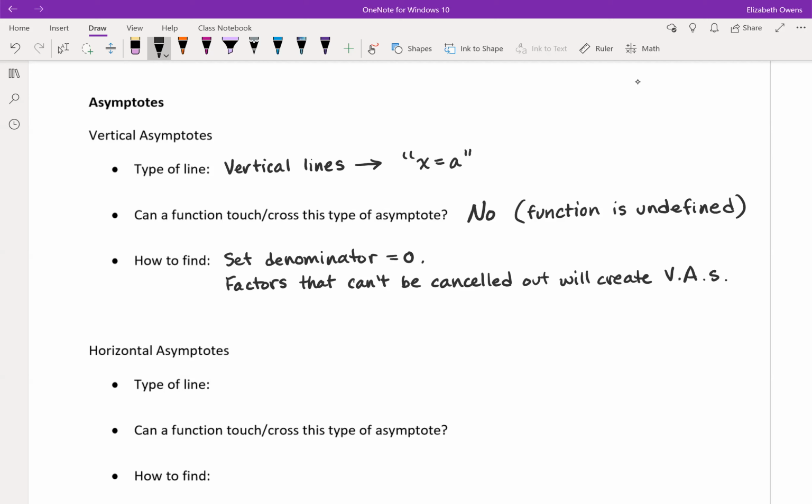Now, remember this idea of not being able to be canceled out. That is because this is a different type of discontinuity than factors that can be canceled out of the denominator. Remember, those factors that you can cancel out, those are removable discontinuities, and those will just create a hole in the graph. So for the vertical asymptotes, we're looking at things that you can't cancel.